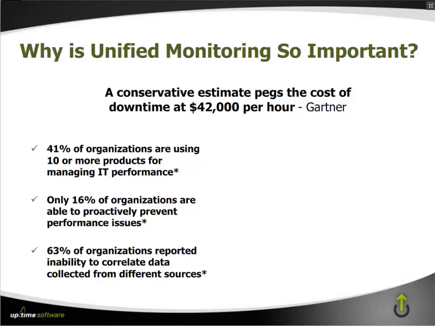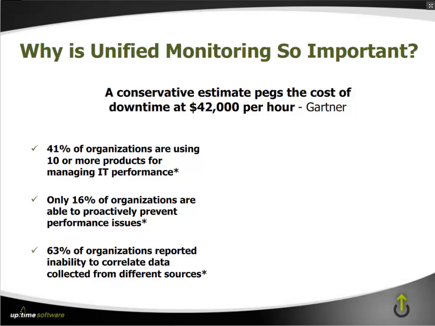So a few other numbers here to back up some of the things I talked about in the last slide. 41% of organizations are using 10 or more products to manage their IT performance. That's an incredible number of tools to simply get an answer to how is my data center performing, what's the user experience and service availability of my critical applications. You can imagine trying to figure out what's going on with 10 tools telling you potentially different versions of what's happening. It'd be very complicated when it just doesn't have to be.